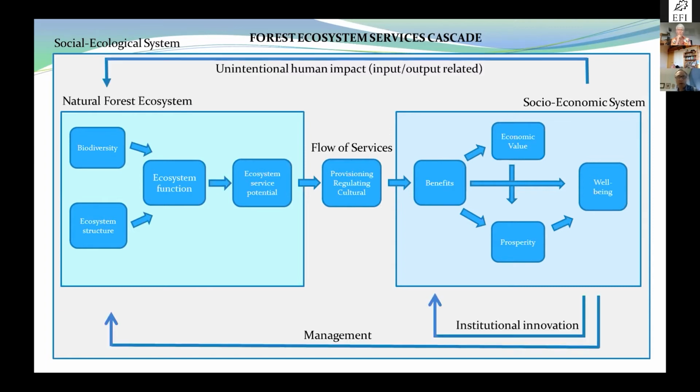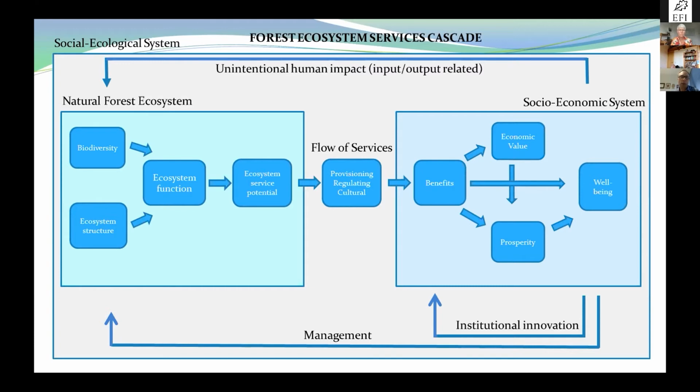So here we have our analytical framework. I have to add a few things. Human beings can now interact in this scheme. By institutional innovation, we can influence the socioeconomic system and try to create market value by intervening in the structure of these institutions. But we can also interact with the ecosystem itself. Here you see the management arrow, which intervenes from the socioeconomic system into the natural system, changing structure and function, and ultimately leading to changes in the flow of services.